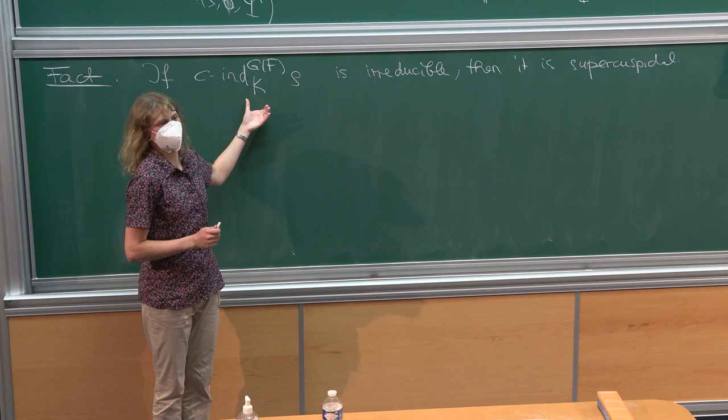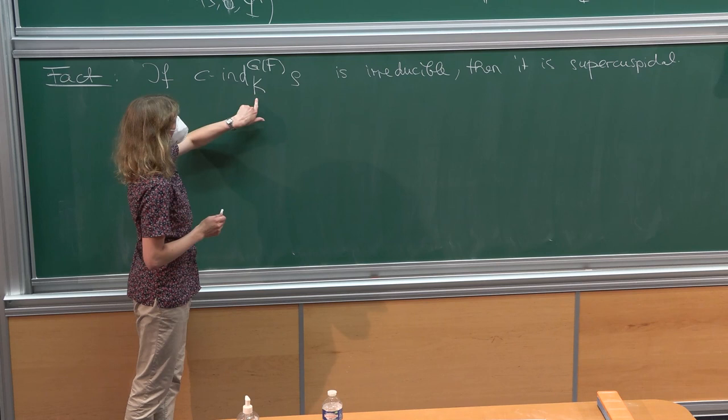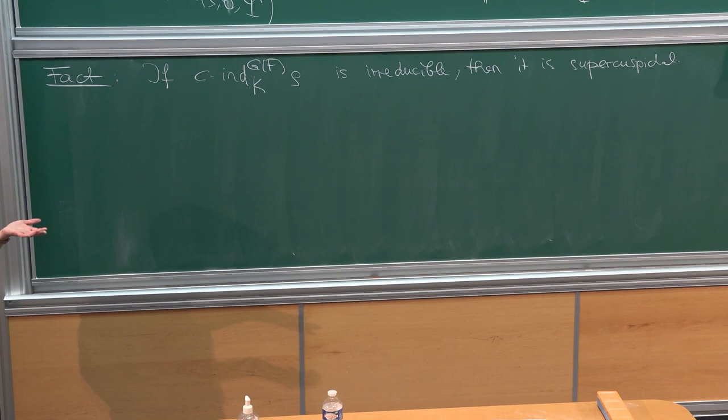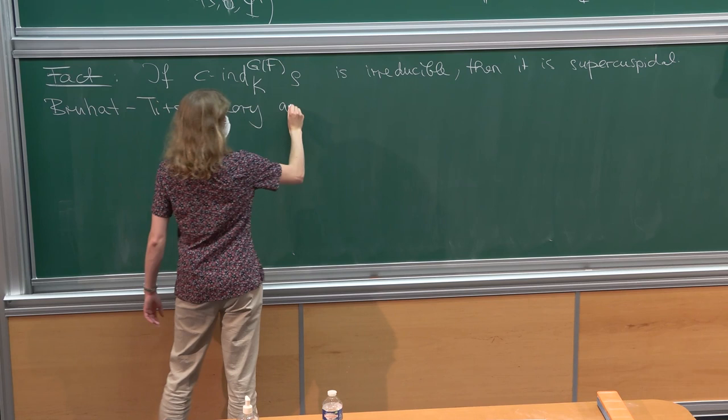So really, that's what we want to do. What we really want to do now is to find these nice compact open subgroups. And that's the Moy-Prasad filtration that was introduced in the 90s, so after Corvallis. And so that builds on the Bruhat-Tits theory. Bruhat-Tits theory and Moy-Prasad filtration.